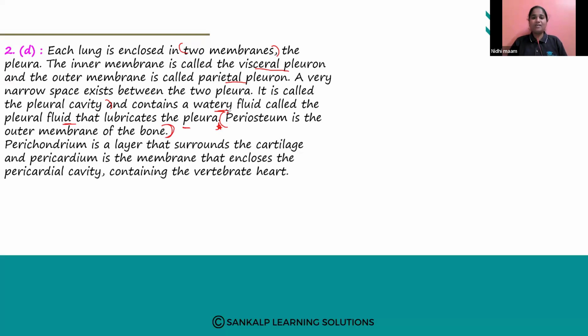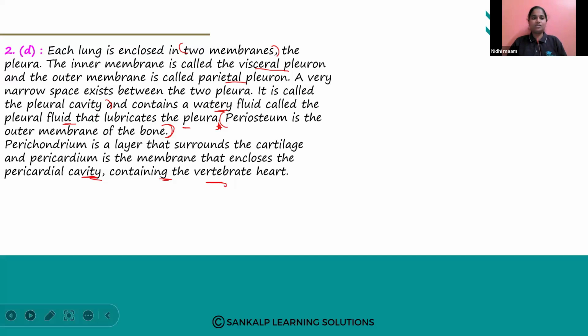Periosteum. Perichondrium, which surrounds the cartilage. So here we have cartilage, here we have cartilage, right? So in the thoracic cavity we have cartilage. So it covers the cartilage, that is perichondrium. Pericardium, what is it? The membrane that encloses the pericardial cavity containing the vertebrate heart. So it covers the vertebrate heart. Periosteum is for bone, perichondrium is for cartilage, then pericardium, cardium, so it is related to the heart.